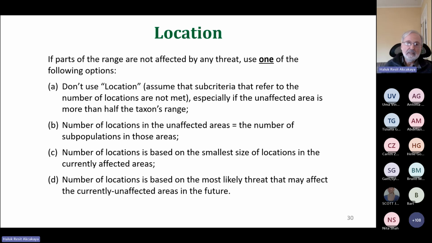And similarly, in those cases, you can base the number of locations on the most likely threat that may affect the currently unaffected areas in the future. So this is when part of the range is unaffected by any threat.